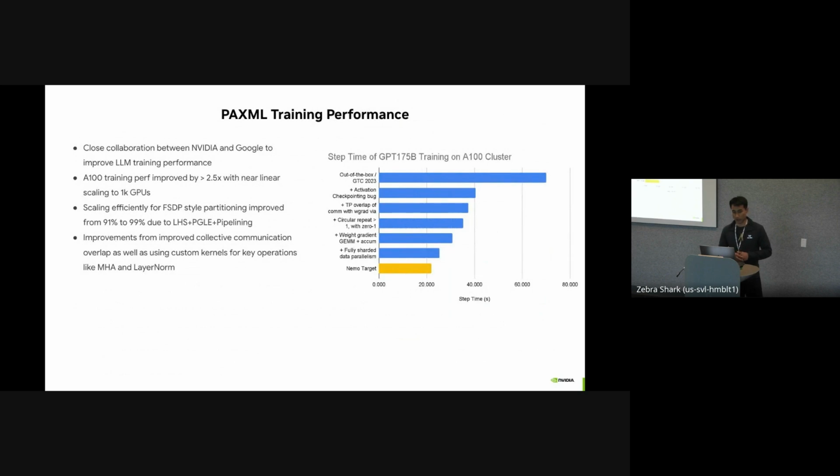So some performance numbers. Of course, there's a very close collaboration between NVIDIA and Google, and performance has improved by 2.5x on Ampere. We also observe nearly linear scaling up to 1K GPUs. A highlight is when doing FSDP style partitioning, the scaling efficiency improved from 91% to 99% by combining all these optimizations we talked about. Also, there have been a lot of optimizations and custom kernel fusions introduced into XLA. So by combining the scheduler work with all these kernels, we observe further speedups.